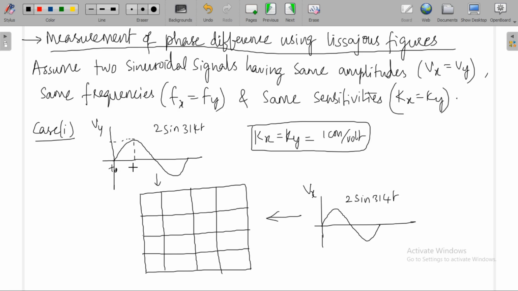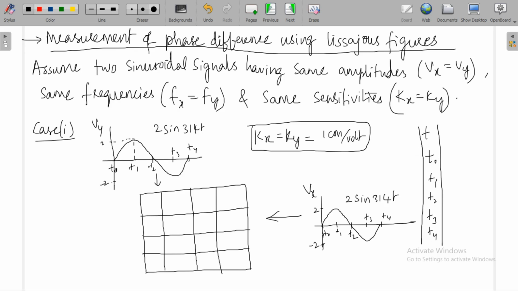Here t0, t1, t2, t3 and t4. Here also t0, t1, t2, t3, t4. Here also the maximum voltage is 2 volts, and the negative maximum is minus 2 volts. Same here also, minus 2 and this is 2 volts. Now t0, t1, t2, t3, t4. Now what is this Vx and Vy?